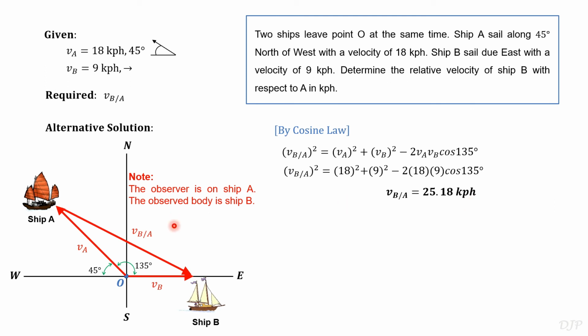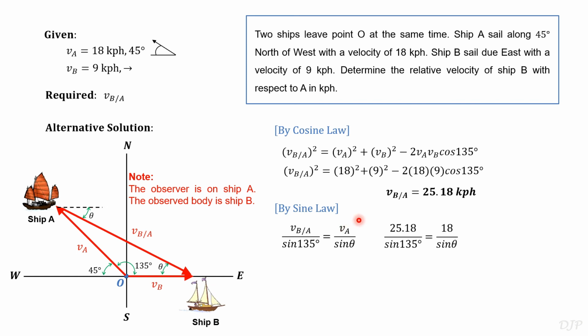Now about the direction of v sub B over A, we will denote its angle of inclination with respect to the horizontal as angle theta. Okay, so if this is angle theta, the interior angle at this vertex must also be equal to angle theta. So using the interior angles, we will apply sine law to solve for the value of theta. So by sine law, we will substitute the obtained value for the relative velocity and also the given value for v sub A. This will leave us with only one unknown variable, which is theta, and that will give us theta equal to 30.36 degrees.